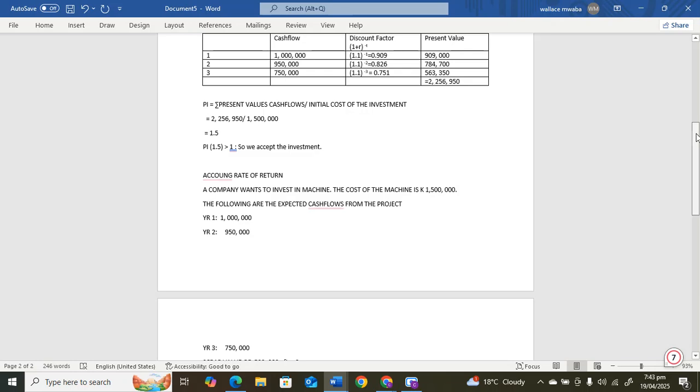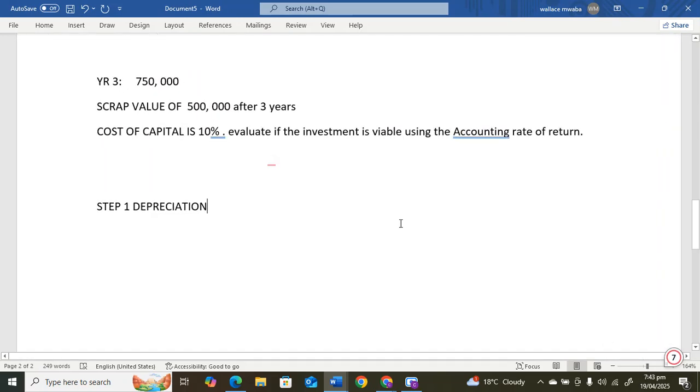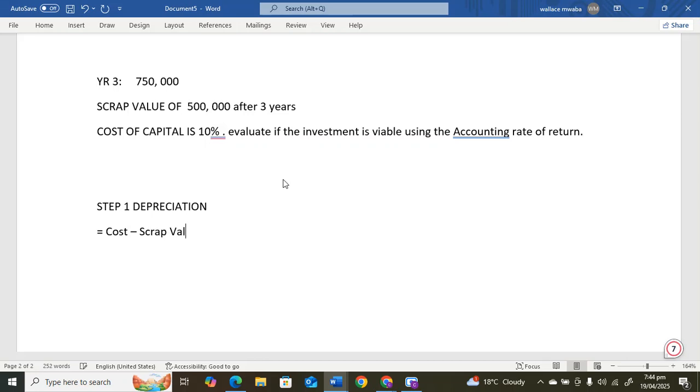So here, first things first, usually you get your depreciation. Remember, depreciation is the loss in the value of an asset. Since here we've been given a scrap value, we know it's the straight line method. The formula is cost minus scrap value divided by number of years.